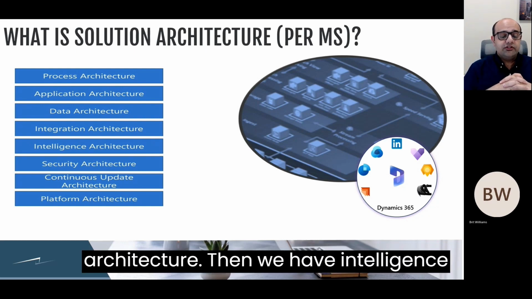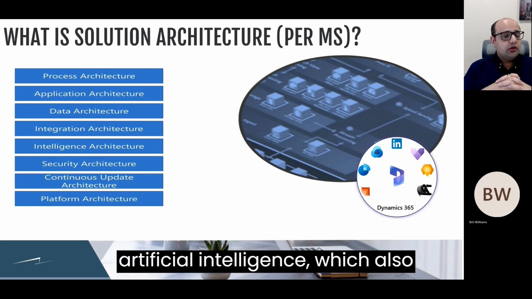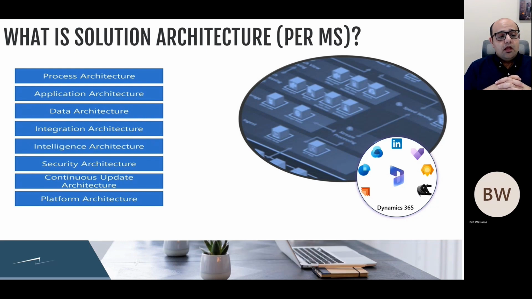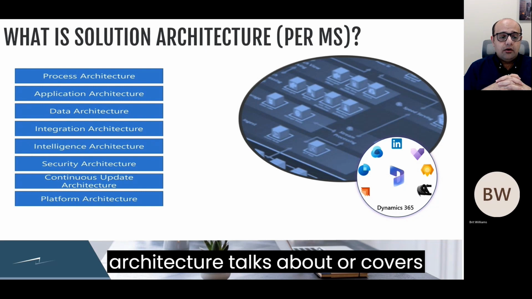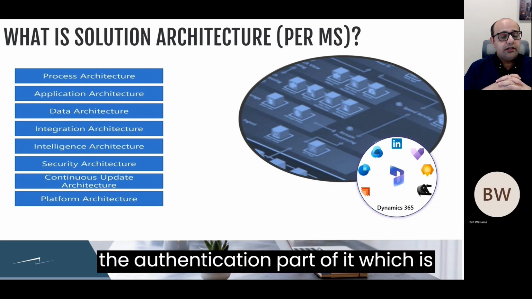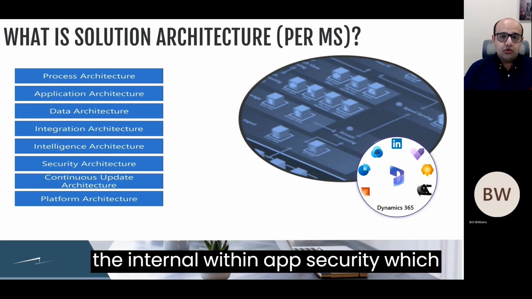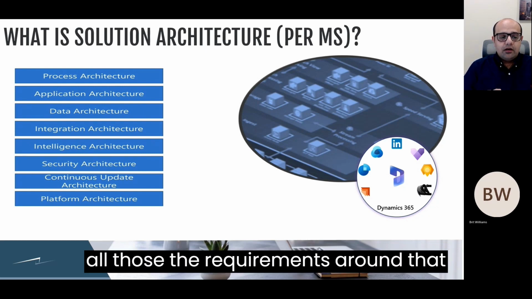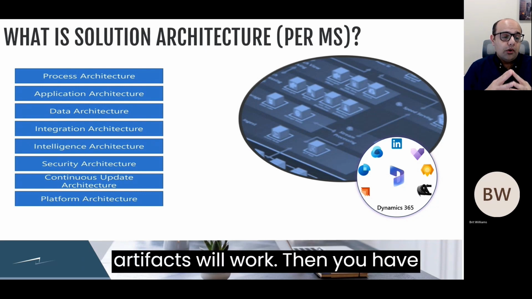Then we have intelligence architecture, which focuses on artificial intelligence, and also on business intelligence. We have security architecture. Security architecture covers the authentication part of it, which is external security, and then the internal within-app security, which is role-based. So it covers all the requirements around how the security artifacts will work.